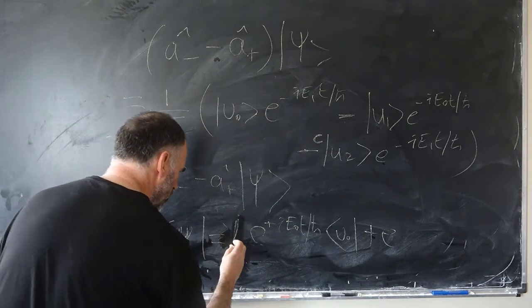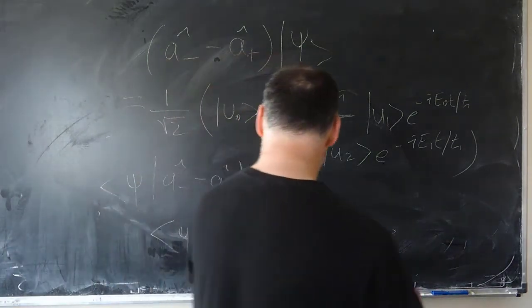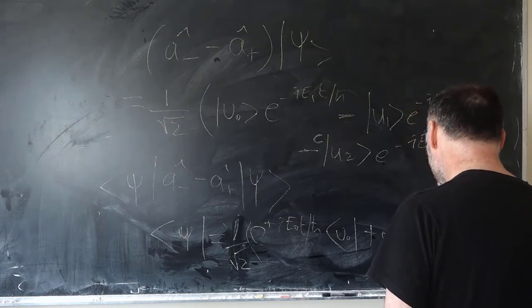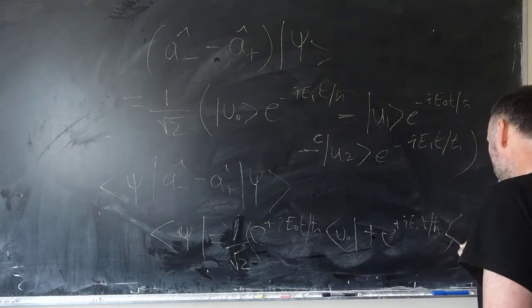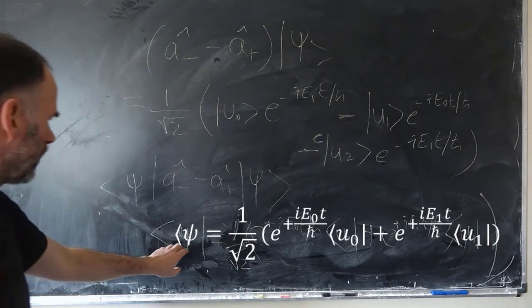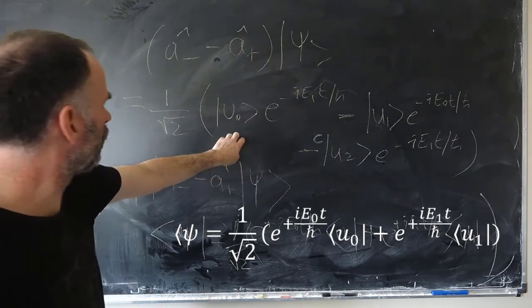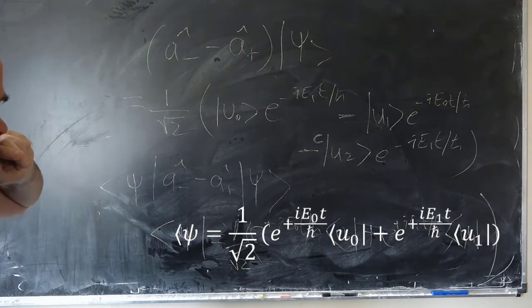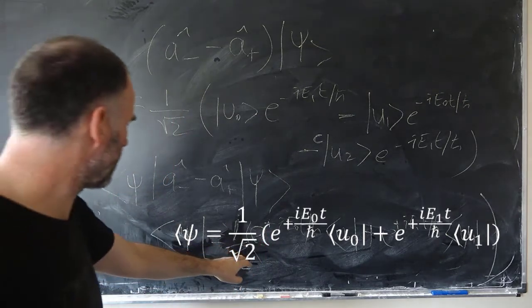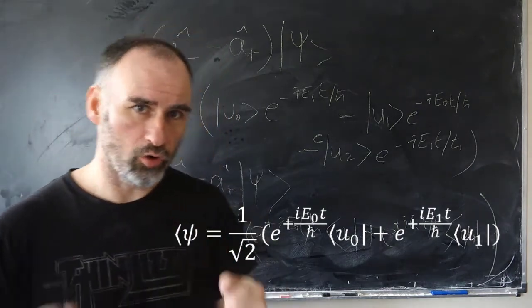There's a 1 over root 2 outside here. Told you I'd nearly drop it. Plus e to the plus i E1 t over h bar, bra U1. So that's our bra. That's our ket when we've operated on it with the appropriate operators. So what we're going to do now is take the bracket of this and this, remembering orthonormality.